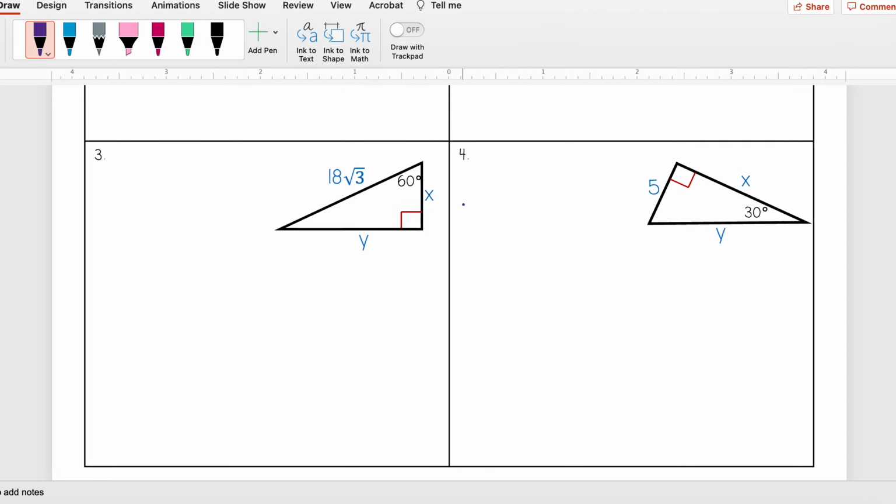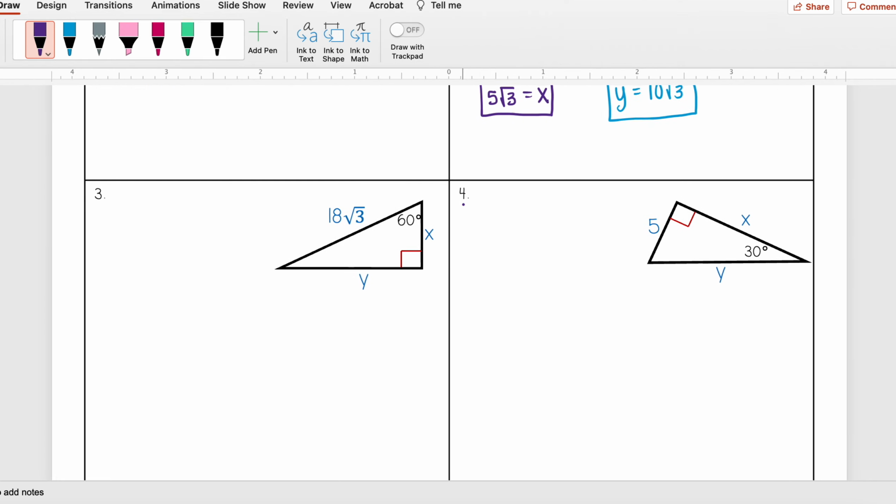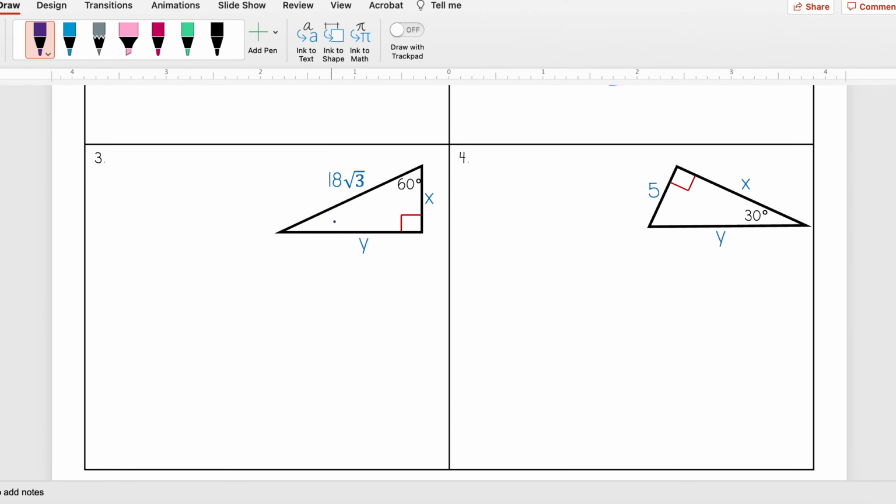Okay, looking at this next one, something you may notice in this picture is that they didn't label this other angle as 30 degrees. That's okay, because we already know that this right angle is 90, we're given 60, and so you can already assume that this is 30, just from our triangle sum theorem. So my first step, I'm going to go ahead and label my hypotenuse and long leg. So my hypotenuse here is 18 square root of 3. And then my long leg is opposite of my 60-degree angle, so that means that my long leg is y.